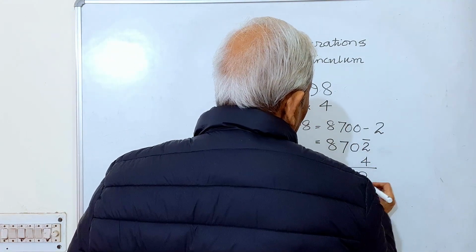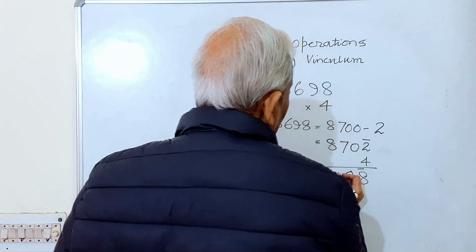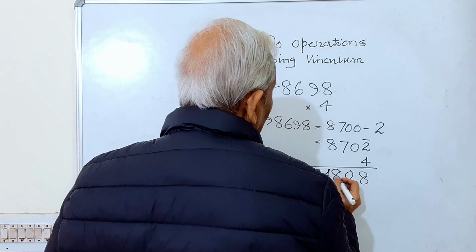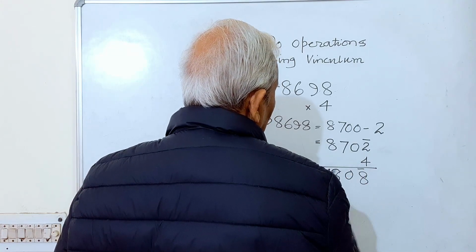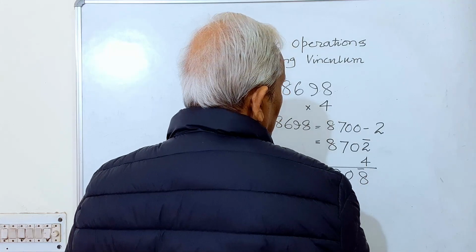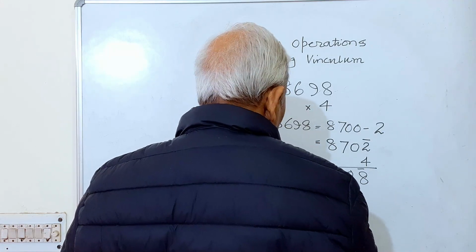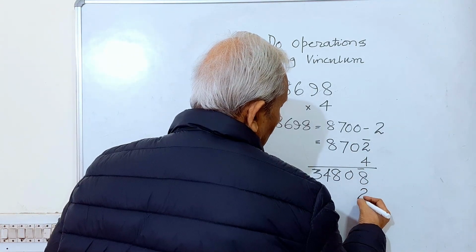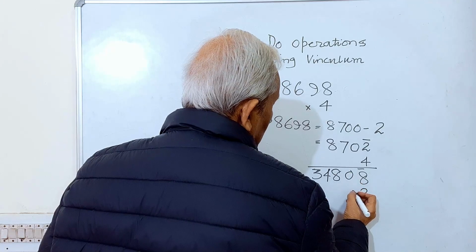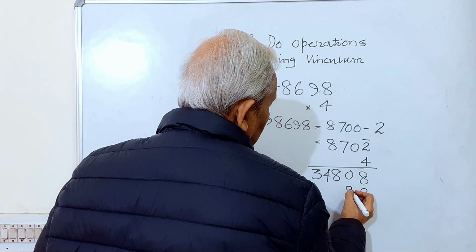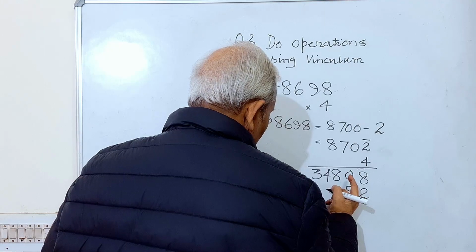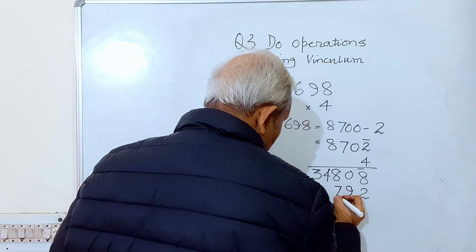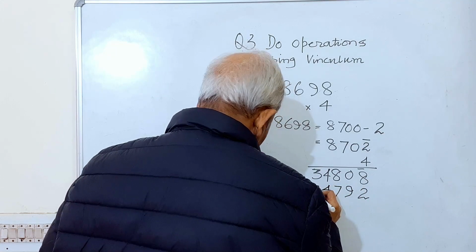4 into 2 bar, 8 bar. This is equal to 0, 34, 8, 0, 2, 34808 bar. Now 34808 bar, you convert it into a normal number, devinculate it, 10 minus 8 is 2, reduce this by 1, it becomes 9, right? And then it becomes 9, reduce this by 1, it becomes 9, then 1 is there, so it becomes 7, it becomes 4, it becomes 3, 3, 4, 7, 9, 2.